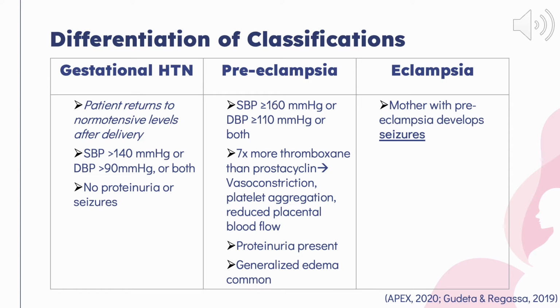A patient diagnosed with preeclampsia typically exhibits a systolic blood pressure of greater than 160 or a diastolic blood pressure greater than 110, or both. Increased thromboxane levels compared to prostacyclin leads to vasoconstriction, platelet aggregation, and decreased placental blood flow. This usually occurs at a ratio of 7:1. Proteinuria is also commonly observed. Generalized edema is also a frequent manifestation. Mothers with eclampsia usually have preeclampsia along with seizures.